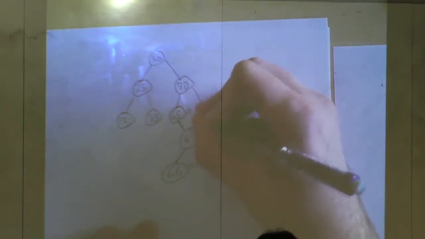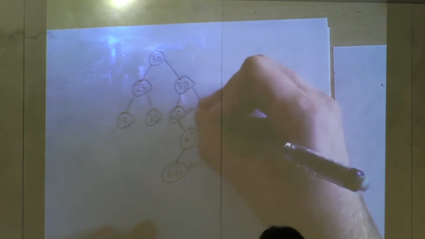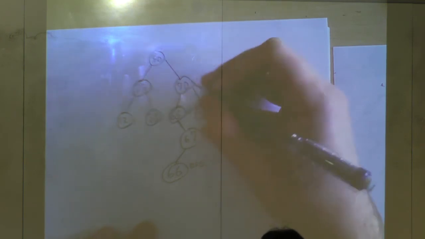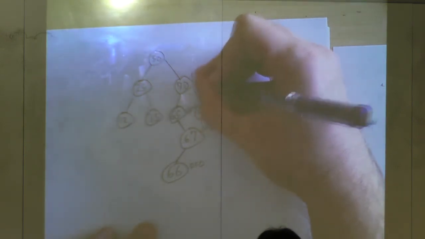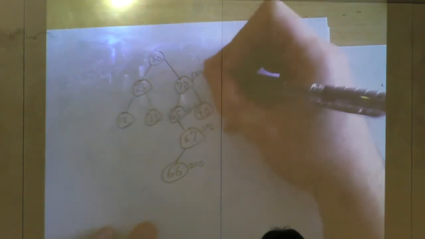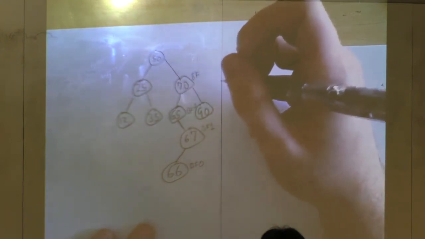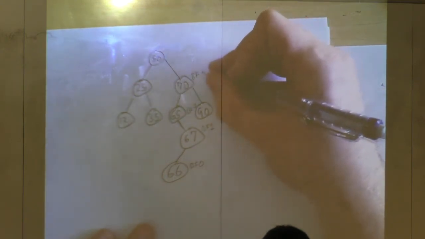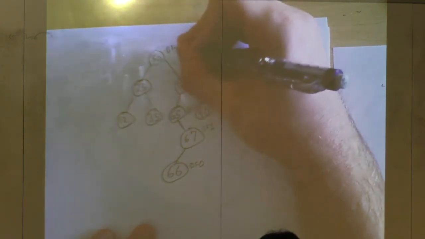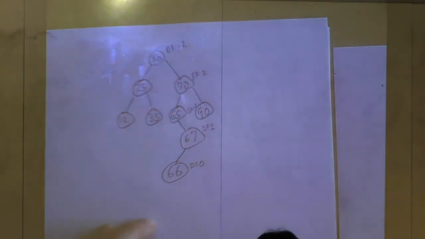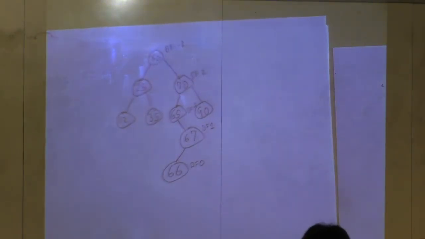This one is going to be a balance factor of -2. And the balance factor up here is going to be -2. Or, I'm sorry, 2. And then the balance factor up here is going to be -2. Okay. So now we're going to perform a rotation.